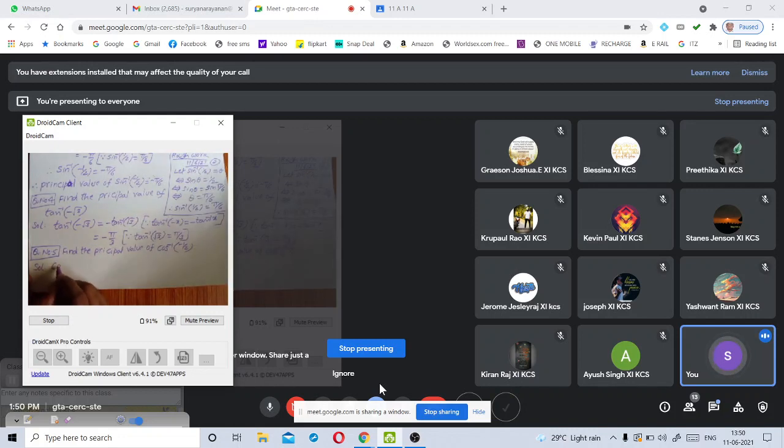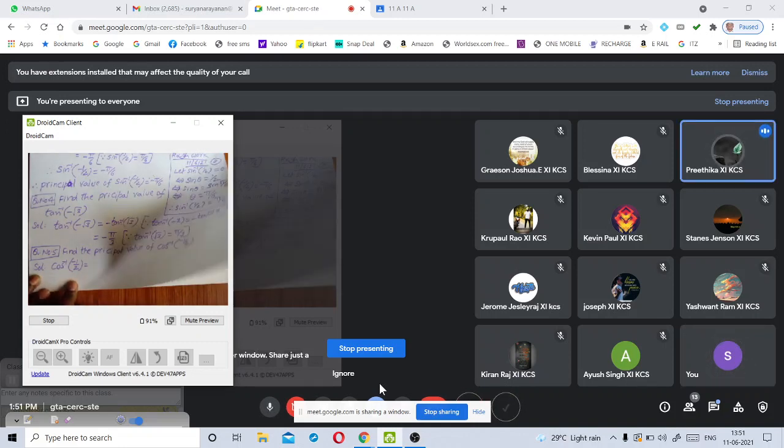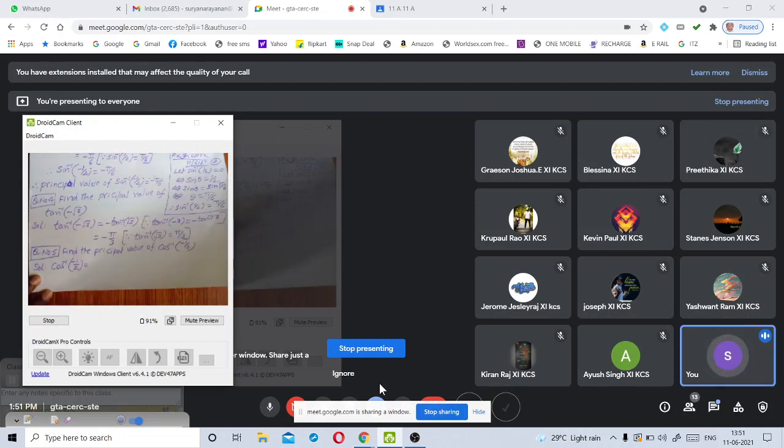Now come to the question. Cos inverse of minus 1 by 2. This is a given inverse trigonometric function. We have to find the principal value of this inverse trigonometric function. To find it, which formula is suitable? Can you tell me, Preetika, which formula is suitable? Sir, pi minus cos inverse of x. Very good, my dear Preetika.